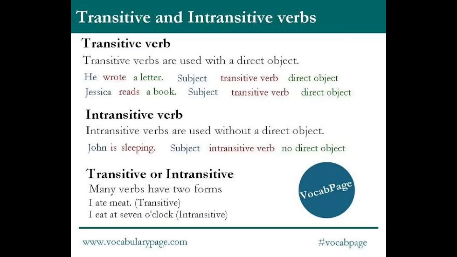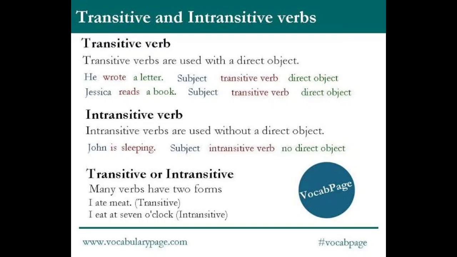Same thing with intransitive verbs. As I told you already, intransitive verbs are used without a direct object. See here, John is sleeping. Here, John is the subject, sleeping is the intransitive verb, and there is no direct object here. So, transitive or intransitive, many verbs have two forms. I ate meat, transitive. I eat at 7 o'clock, intransitive. So, this is known as transitive and intransitive verbs, children.